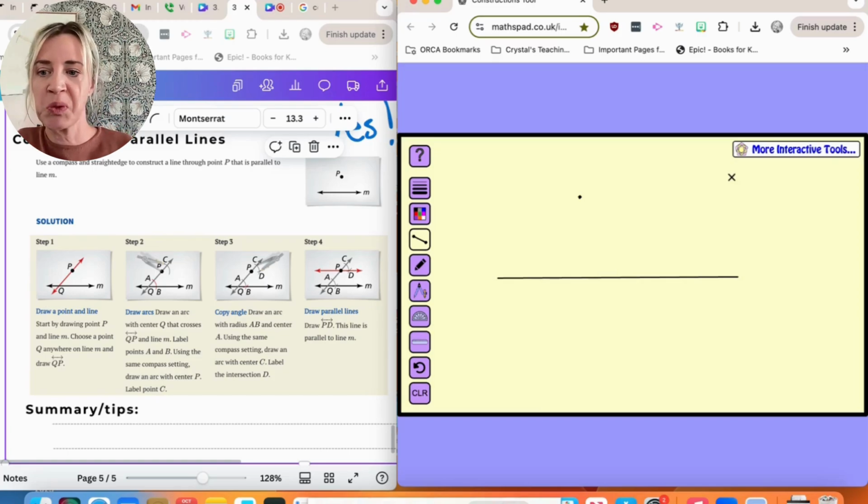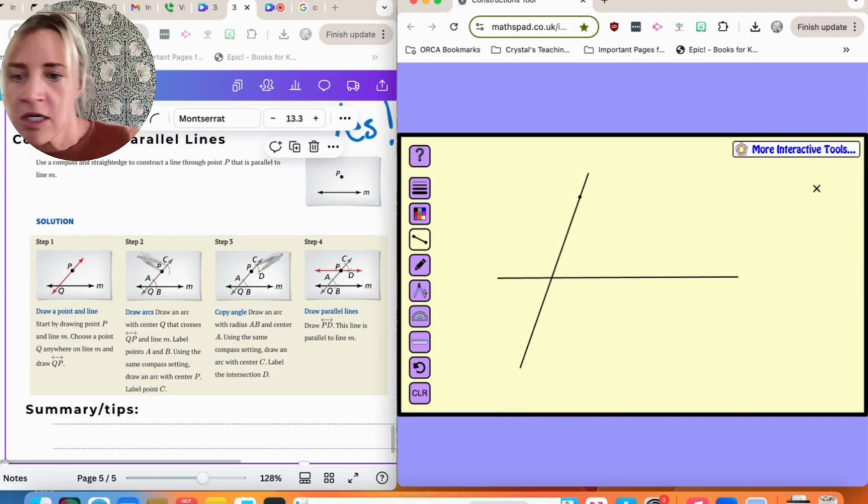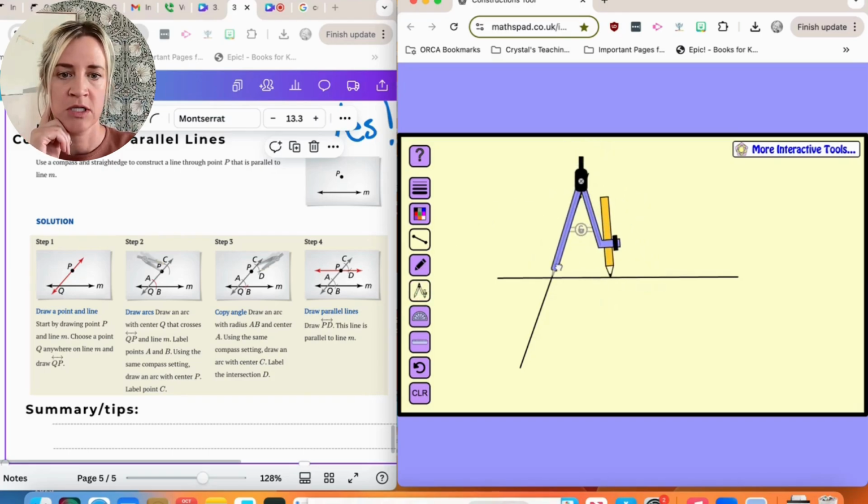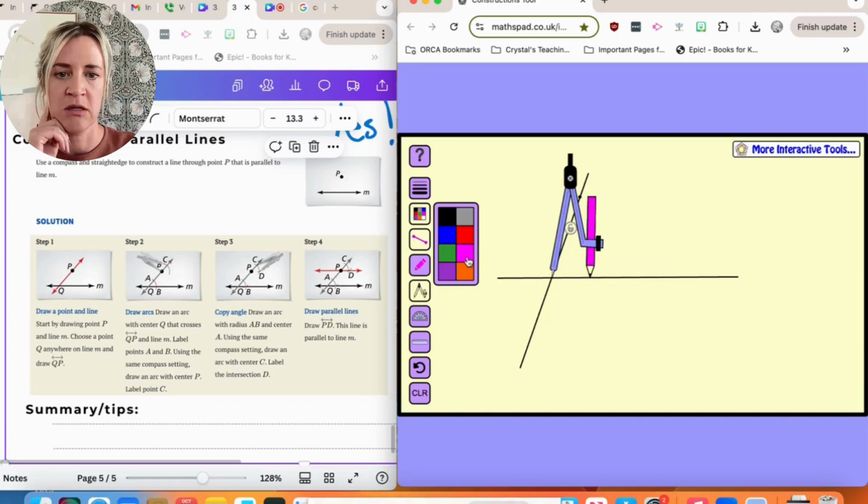Choose a point Q anywhere on line M and draw line PQ. So we're going to draw a line through our point here and through our line here. That's our first step. Draw an arc with center Q that crosses line QP. So we're going to get our compass out and put our center right here at that intersection. I'm going to make it a little smaller, change the color too, lock it, and then draw my arc. So again, grab the top and rotate it.